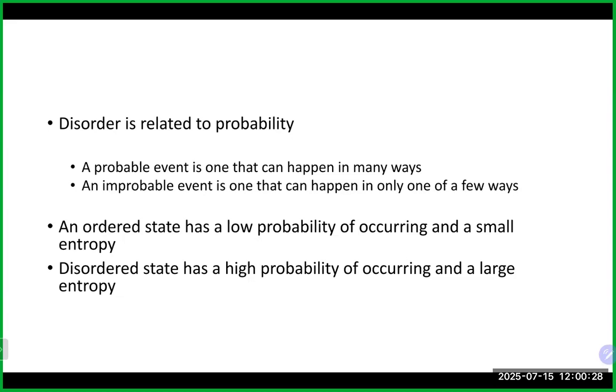So an ordered state has a low probability of occurring and it has a small entropy. A disordered state has a very high probability of occurring and a large entropy. You're more apt to screw something up than you are to do it right, right? There are only a few ways to do something right, and there are a lot of ways that you could screw something up, right? So there's a greater chance of screwing something up than doing it correctly.